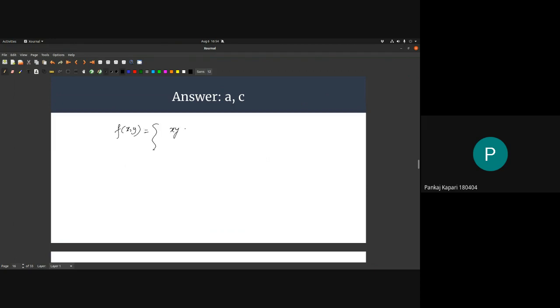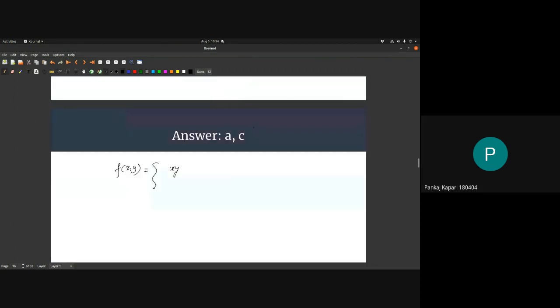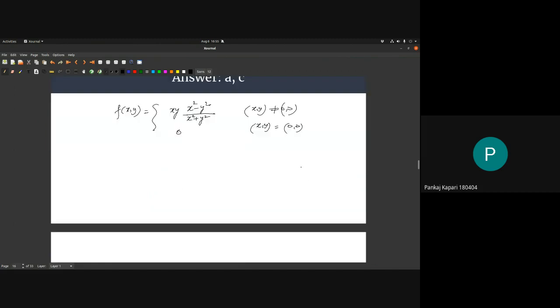This is xy times (x square minus y square) divided by (x square plus y square), whenever xy is not equal to 0, and it is 0 at the origin. So how do we find the limit of this function at the origin? Any suggestions?